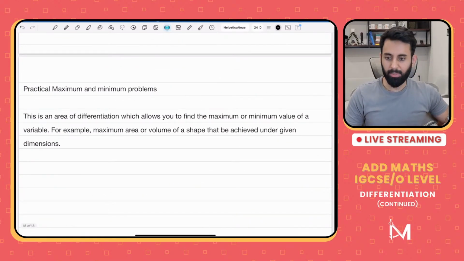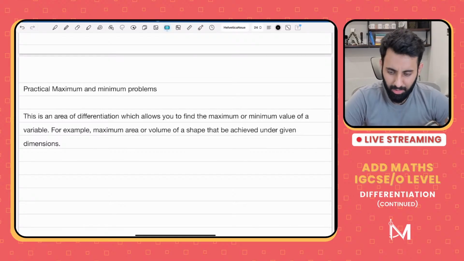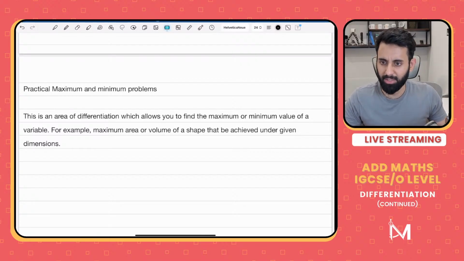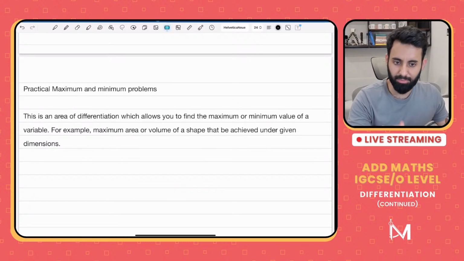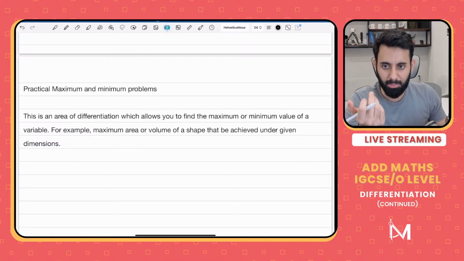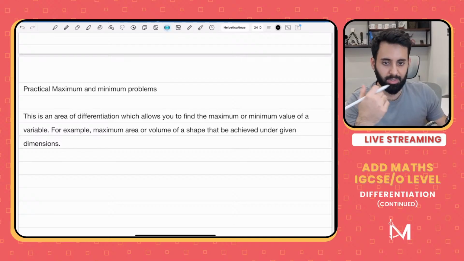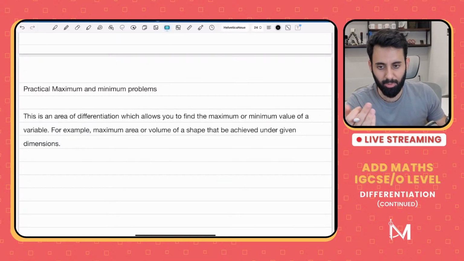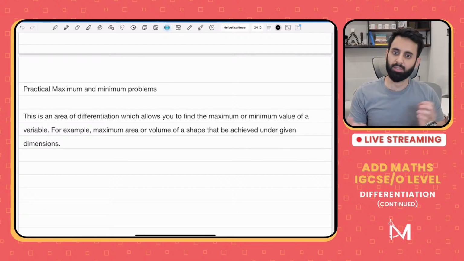So this is what we are going to do today. We're going to do practical maximum and minimum problems. In questions like these, you will notice that you're given a shape. They are very standard questions, and of that shape, you may be given certain pieces of information. You may be asked to show that the height is equal to so and so, or that the radius is equal to so and so, with some given piece of information. Like you may be given the area and asked to show the height is equal to so and so. You may be given the volume, and asked to show that the radius is equal to so and so.